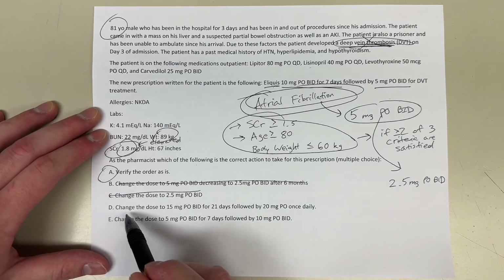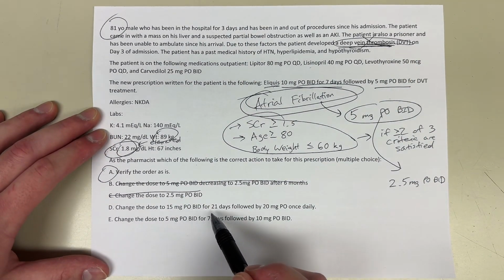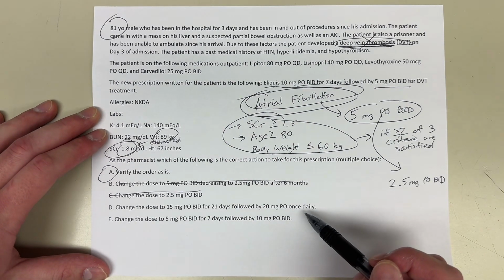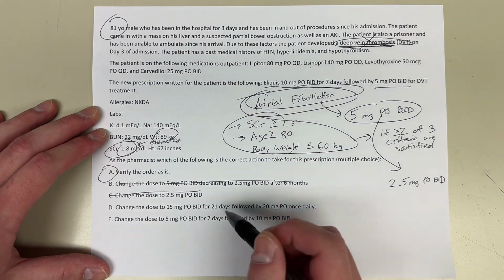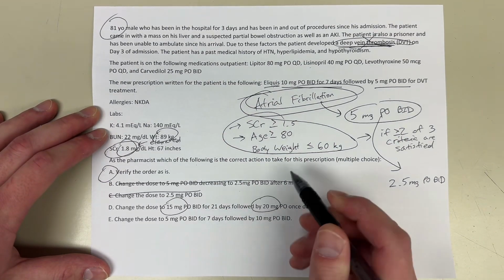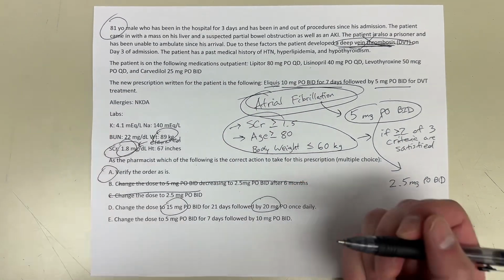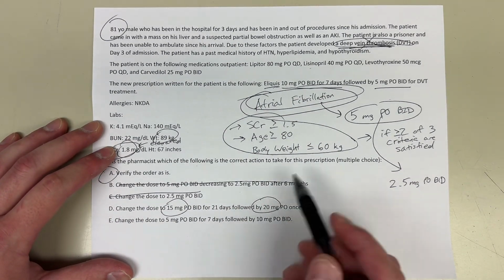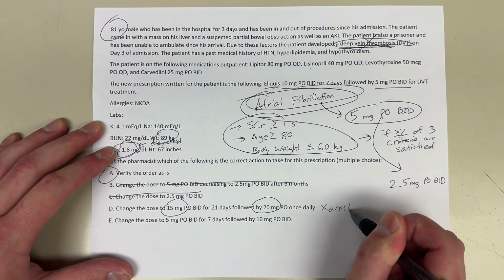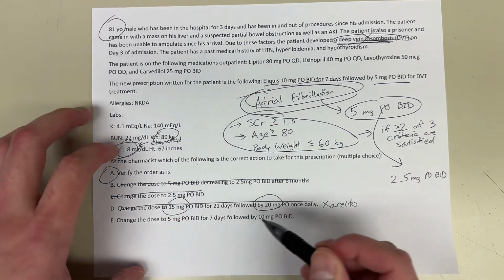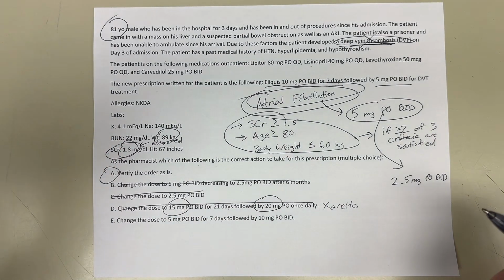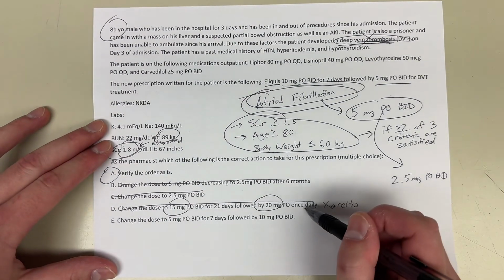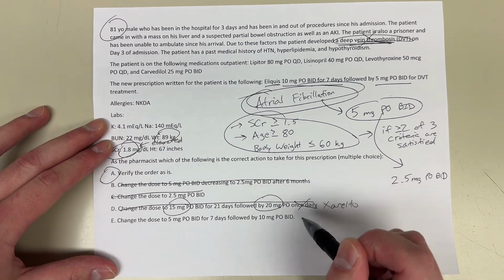And then choice D, change the dose to 15 milligrams by mouth twice a day for 21 days, followed by 20 milligrams once daily. Eliquis dose is never higher than 10 milligrams. This question is trying to trick you, because this is actually the Xarelto dose. So that's why this choice is wrong, because Eliquis is only 2.5 milligrams or 5 milligrams or 10 milligrams. And the frequency is always twice a day, not once daily for Eliquis.